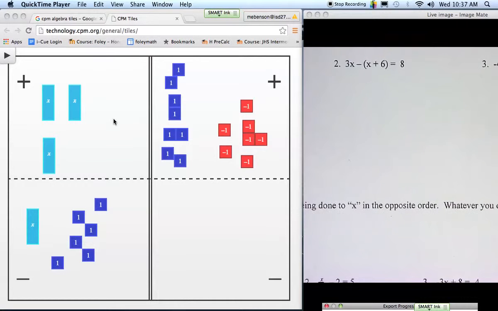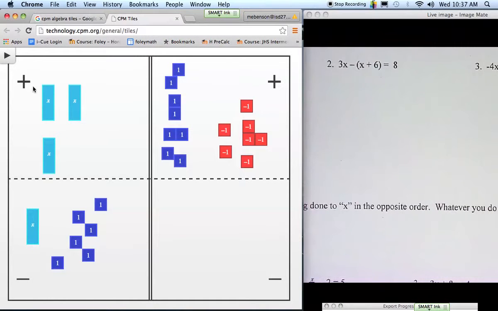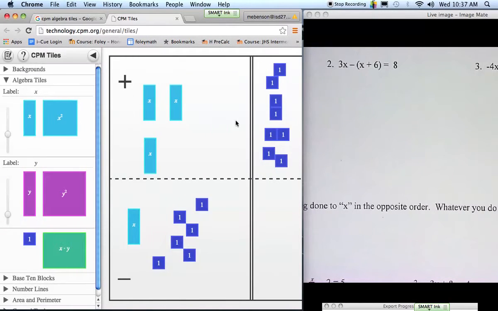All right, so here is equation number 2 from the notes. Again, I have it set up on tiles so we can at least visualize that as we're recording the algebra. On the left-hand side, I have 3 x's. Then down here in the opposite region, I have x plus 6. On the right-hand side, I just have plus 8.